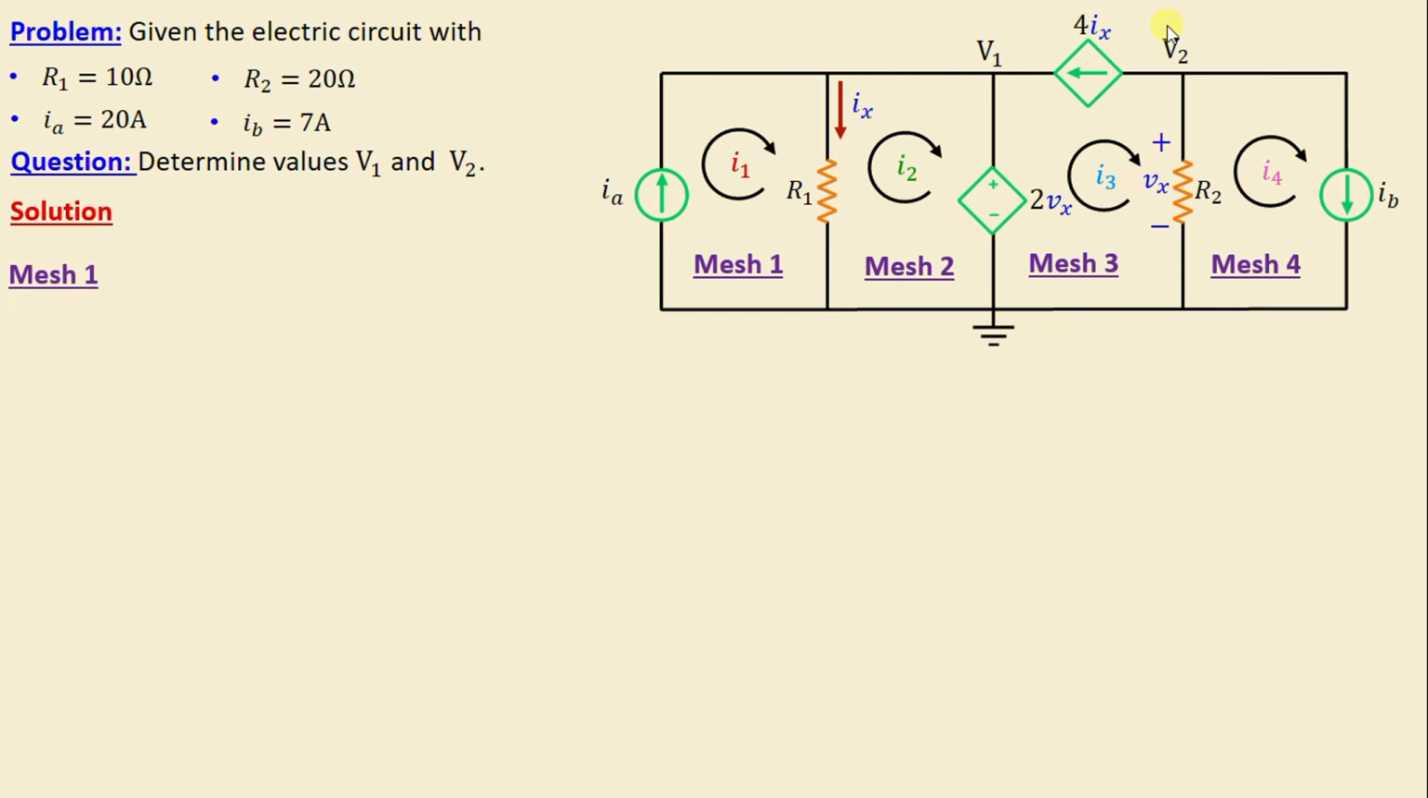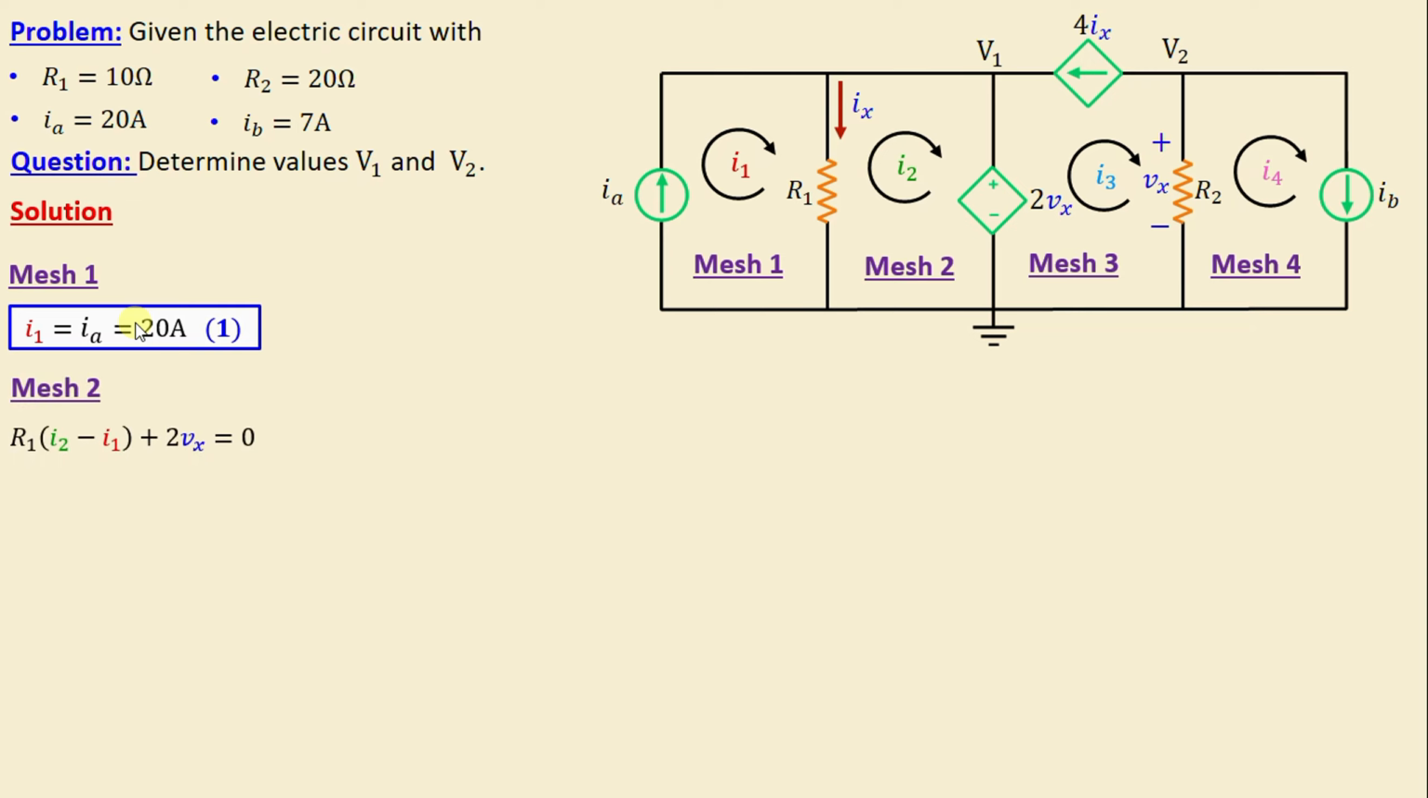Let's start first with mesh 1. We can see here in mesh 1 that the current I1 is equal to IA, and we know that IA is equal to 20 amps. That means I1 is equal to 20 amps. Let's move on to mesh 2.